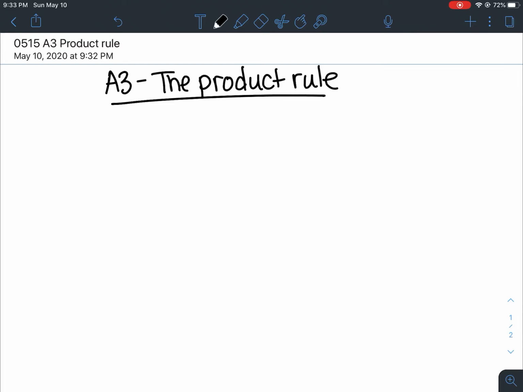Okay, this is another video from A3. In A3, we're learning all of our derivative rules, and this video is going to focus on just the product rule. So just to give it away right off the bat, if we have a function, let's say p of x is equal to f of x times g of x. So you've got two functions multiplied by each other.